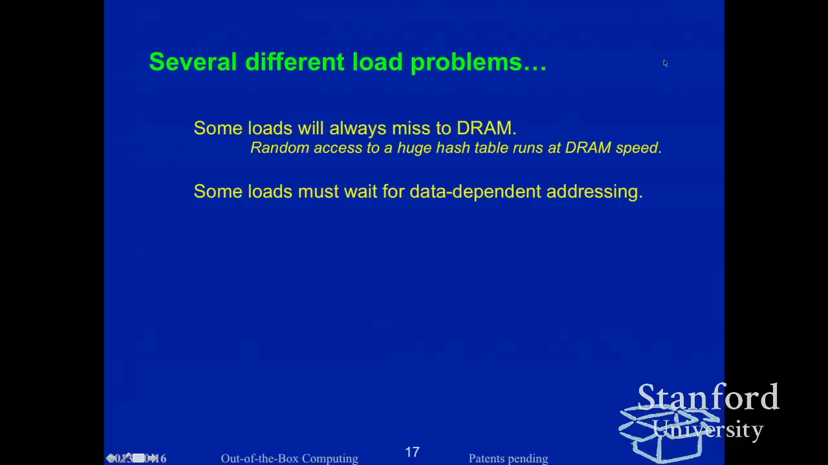Some loads must wait for data-dependent addressing. For example, a linked list. If I want to chain down a linked list, well, I have to go and get the pointer to the next item, and if the linked list is in DRAM, that's a 300 cycle wait. I now have an address, I do another load, and another 300 cycle wait. An address, another load, another 300 cycle wait, and so on.